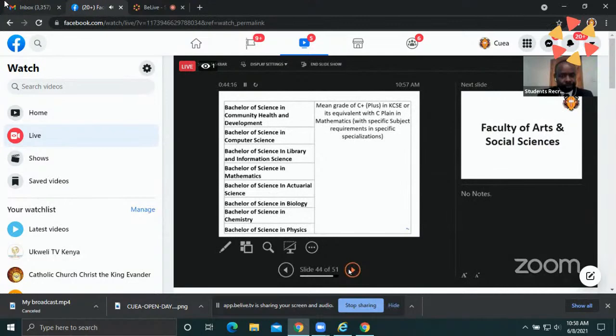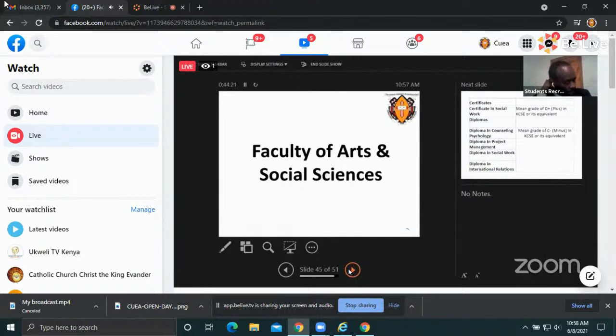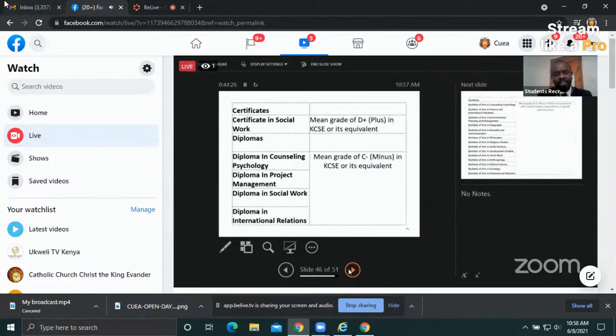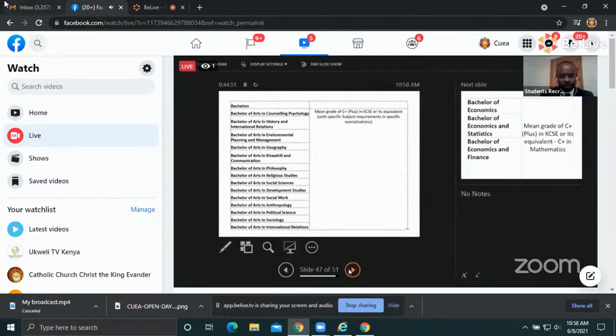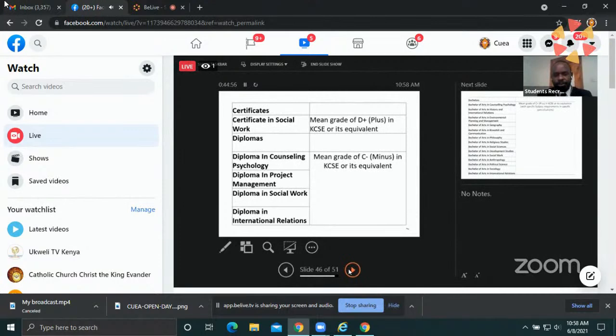The next faculty that we have is the Faculty of Arts and Social Sciences. Starting with certificates, we have one certificate in social work, and in this program, we admit students with a D plus in their KCSE or its equivalent. Then we also have diplomas: diploma in counseling psychology, diploma in social work, diploma in international relations.